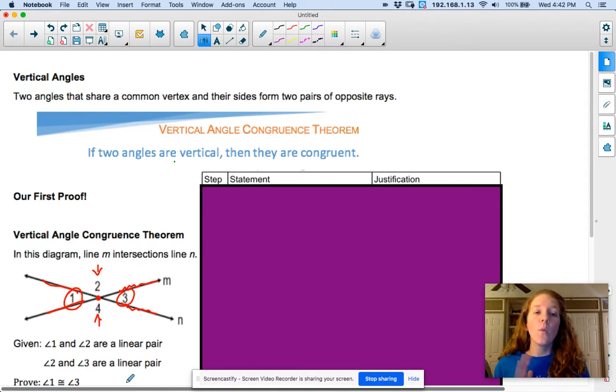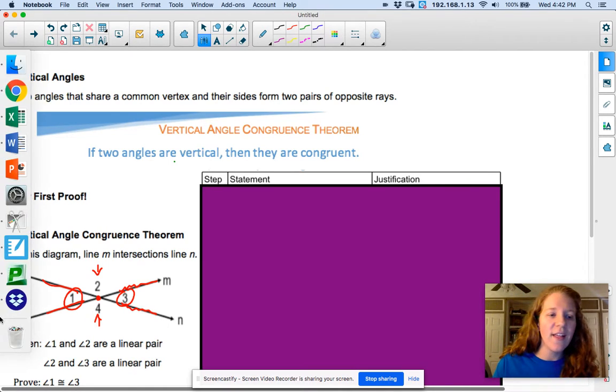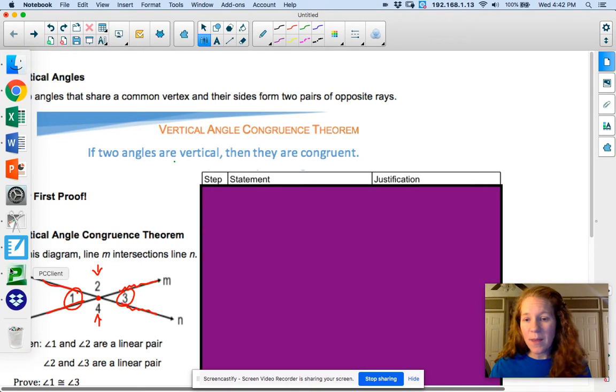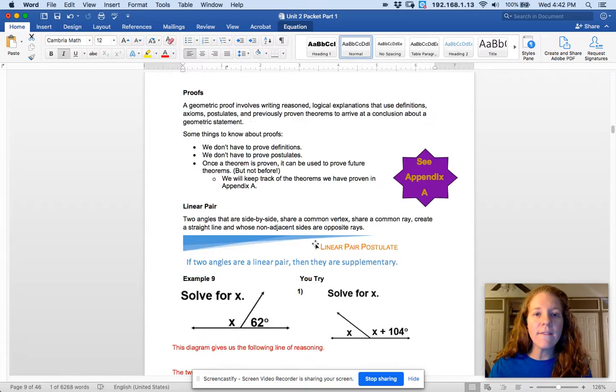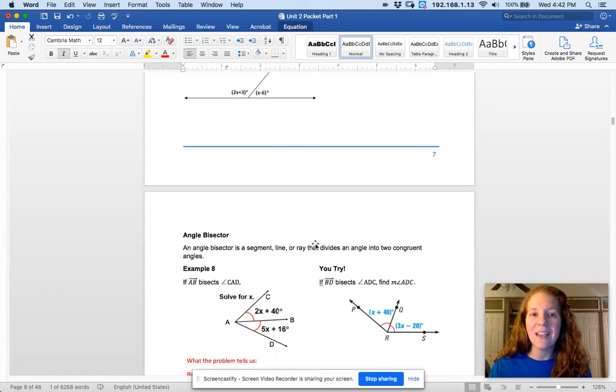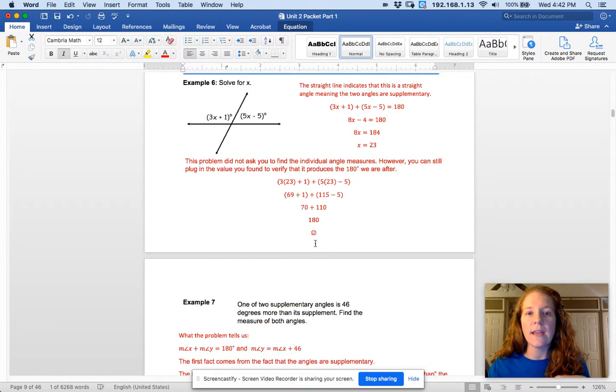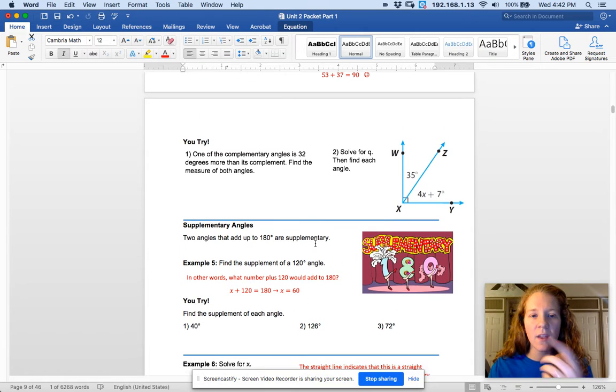Okay, so we are going to prove the vertical angle congruence theorem. Now, why haven't we proven anything so far, you ask? Well, there's a very good reason, because so far we haven't really used any theorems. Instead, we have looked at postulates and definitions. So when we looked at supplementary angles, the definition of supplementary angles is that they add up to 180. We don't have to prove that. It's a definition. It's what supplementary angles are.